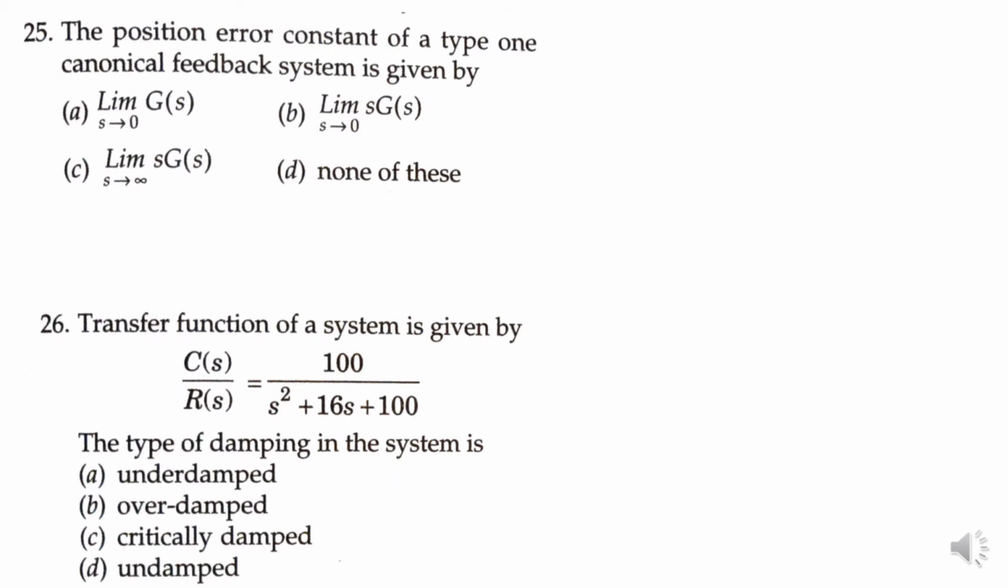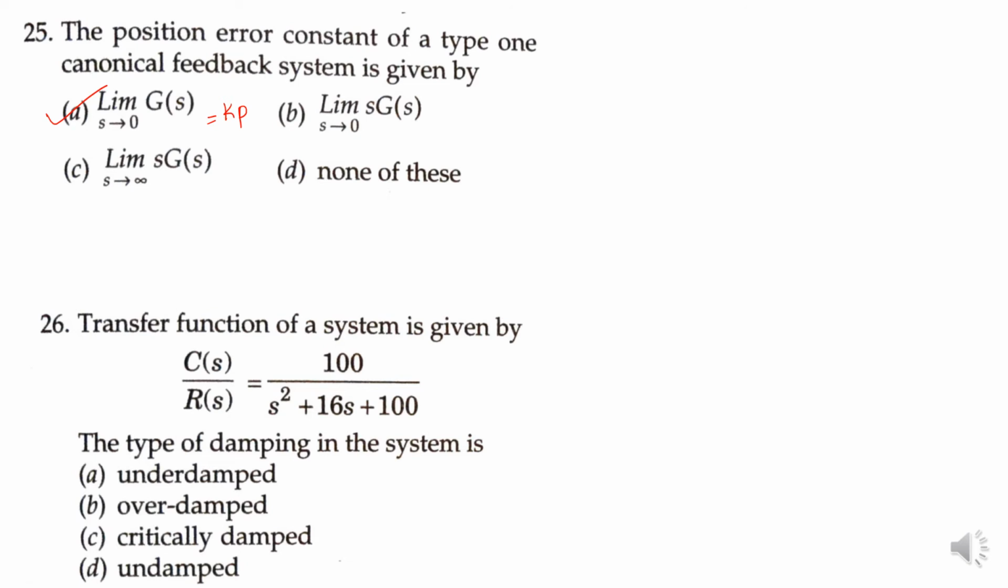The position error constant of a type 1 canonical feedback system is given by 25. Option A is the correct answer. This is the positional error constant Kp.